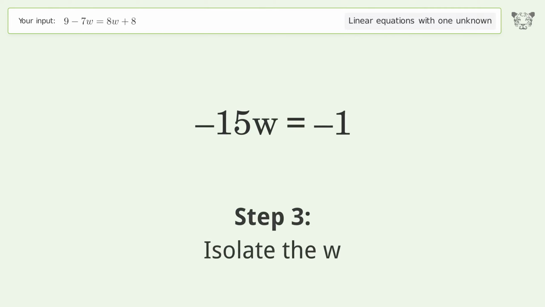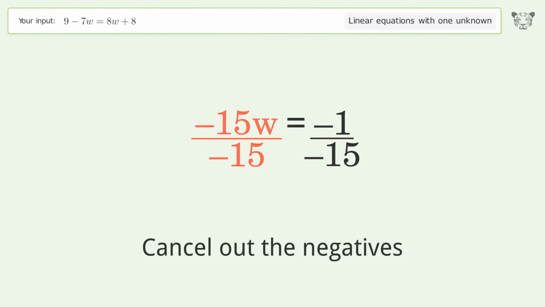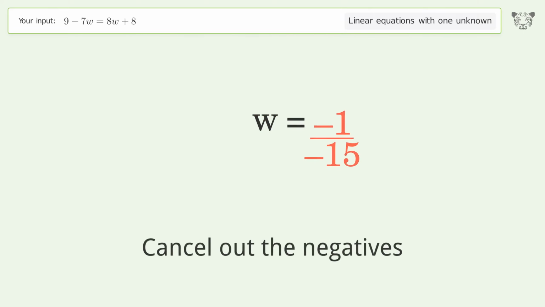Isolate the w. Divide both sides by -15. Cancel out the negatives. Simplify the fraction. Cancel out the negatives.